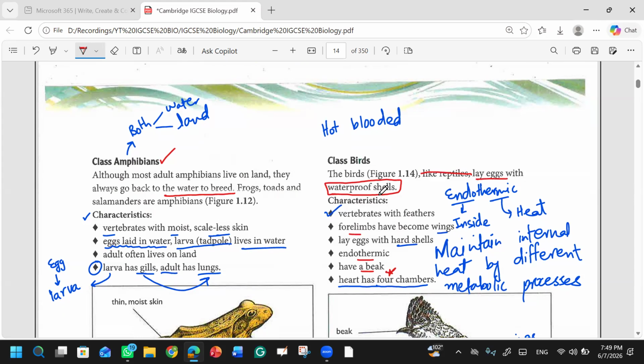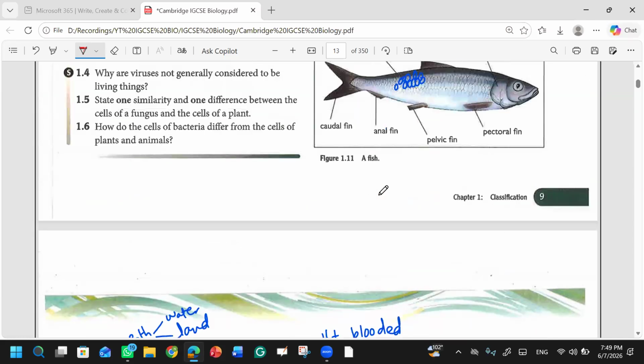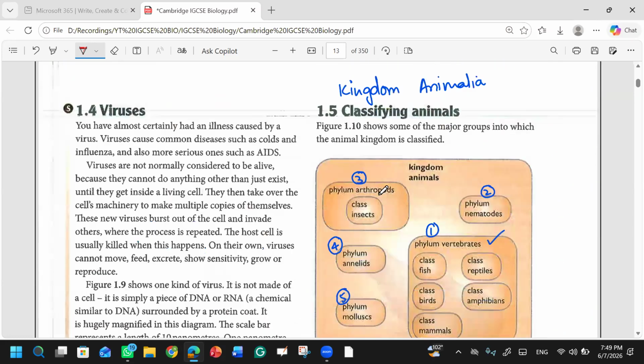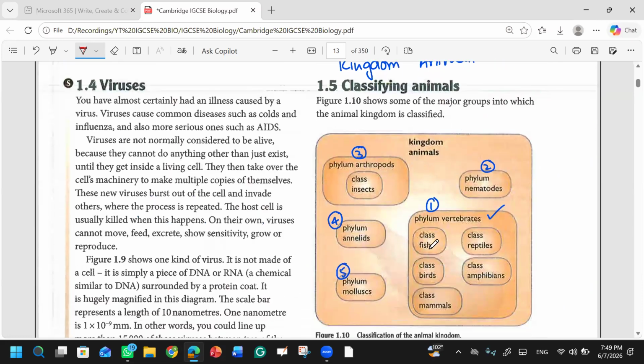If any species' egg needs water, then that species will go into the water and lay eggs over there. Otherwise, if any species' egg doesn't need water, that species will not go in the water. Clear? Yes. Now can you tell me, what is the classification of the kingdom Animalia?